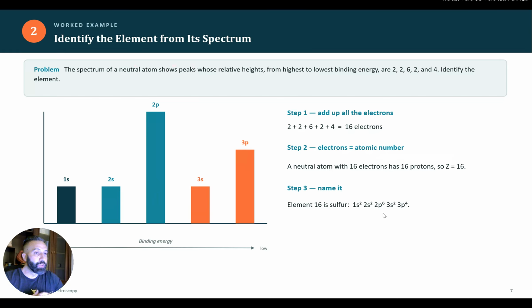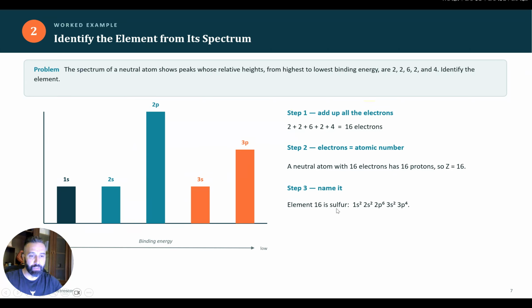Now, the spectrum of the neutral atom shows peaks whose relative heights from highest to lowest binding energy are 2, 2, 6, 2, and 4. Identify the element. Again, same story. So I know this is 1s2, 2s2, 2p6, 3s2, and this is 3p4 because this is double the size of this, right? So I know that's the element.